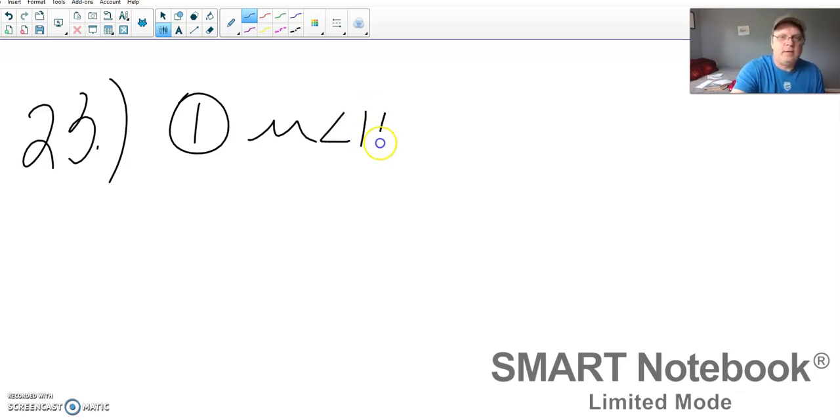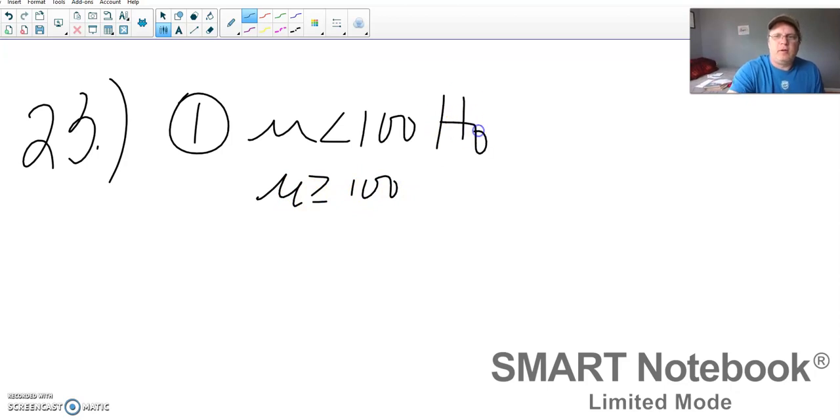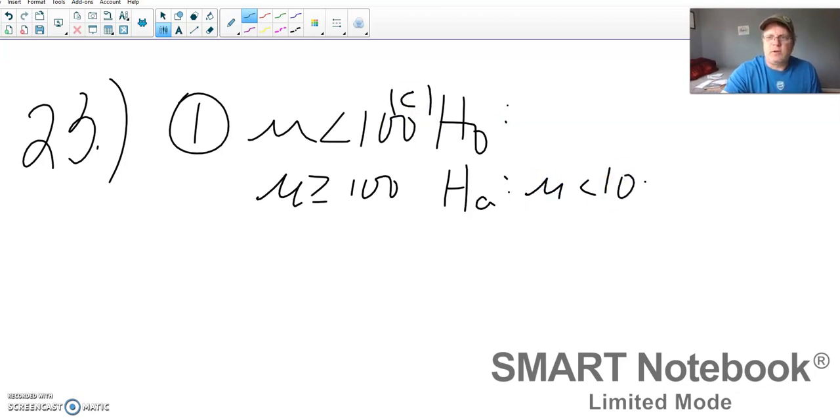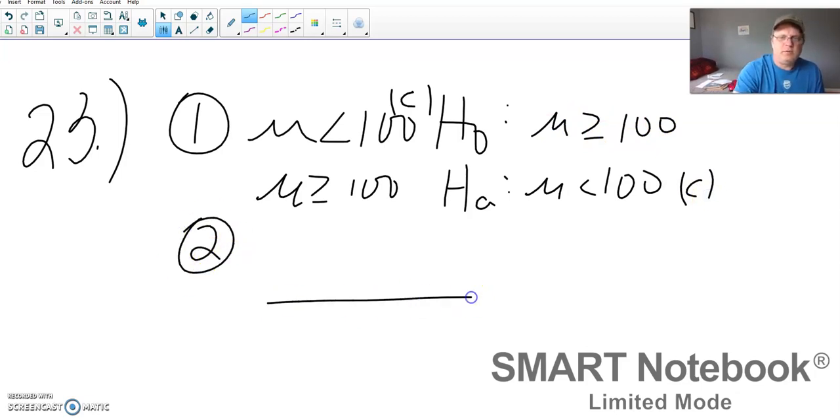Less than 100. So then mu is greater than or equal to 100. The null hypothesis, the alternate hypothesis. Again, that's your claim. So mu is less than 100, mu is greater than or equal to 100. This is your claim. Step 2. It's a left tail test because of the alternate hypothesis.